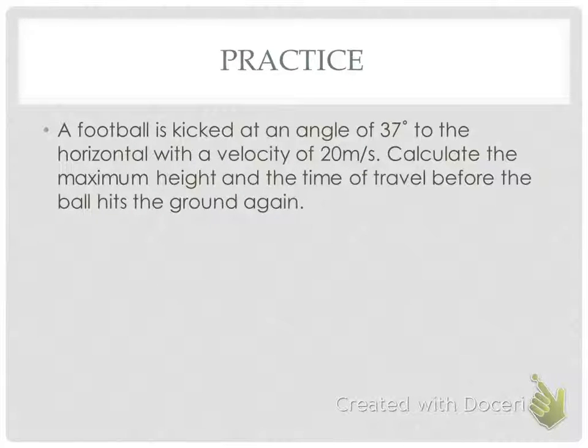So let's go ahead and try one here. A football is kicked at an angle of 37 degrees to the horizontal with a velocity of 20 meters per second. Calculate maximum height and time of travel. So you can abbreviate this problem down. You don't have to write it down word for word, right? Abbreviate what you're writing, and then we'll start looking at our problem.